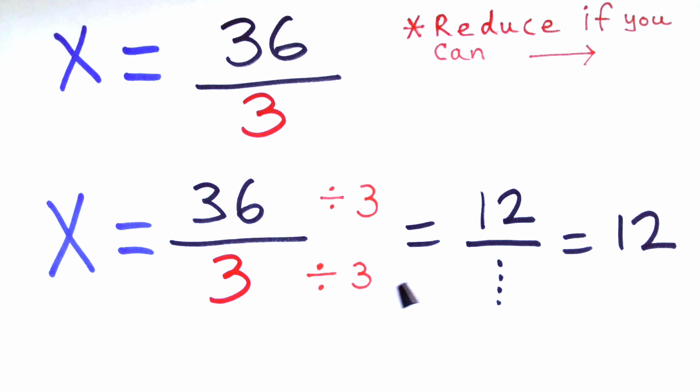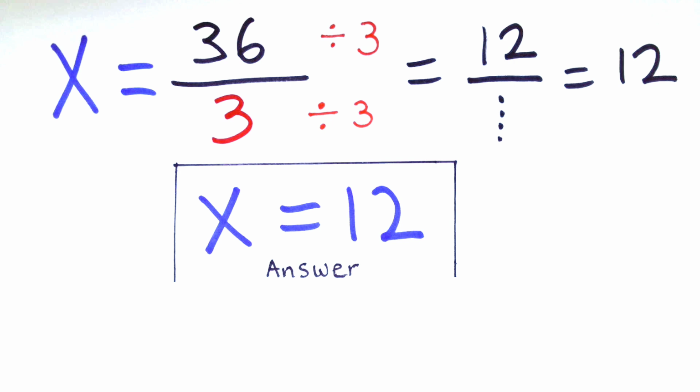3 divided by 3 is 1. I know that because 3 times 1 equals 3. 36 divided by 3 is 12. I know that because 3 times 12 equals 36, right? So we have 12 over the invisible 1, or just 12 is our answer. I want to show that to you here again. x equals 12. That is your answer.